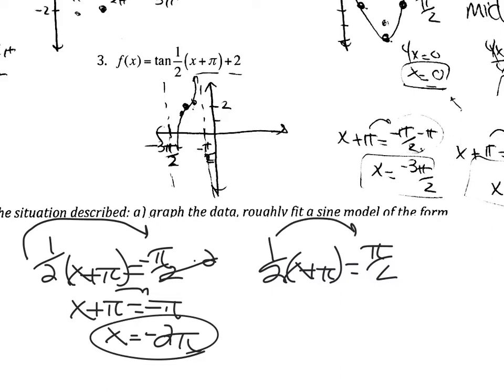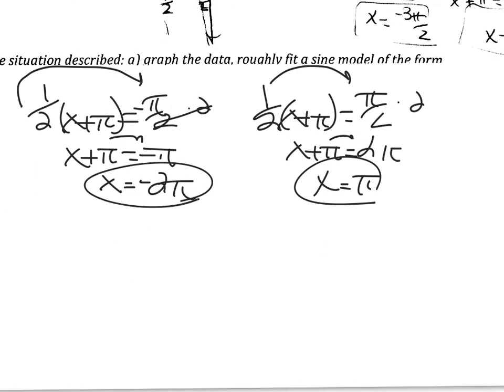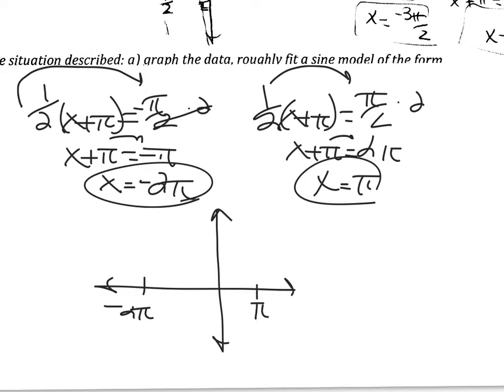Same thing here, multiply both sides by 2, I get x plus pi is 2 pi, move this pi over there, I get 1 pi. So my graph should go from negative 2 pi to positive 1 pi. So that's where the asymptotes would go. If I draw my graph, I'm going to go negative 2 pi over here, positive 1 pi over here, asymptote through there, asymptote through there. Now the graph should cross the x-axis right in between, right in the middle. It'll actually be at negative pi right there.